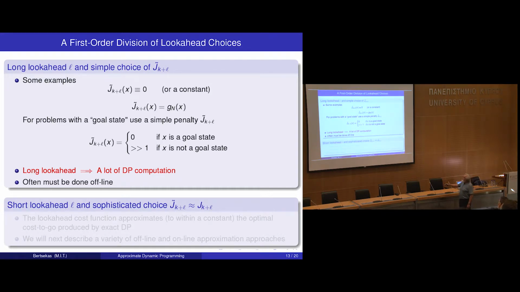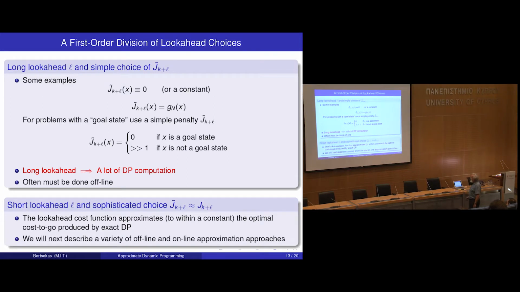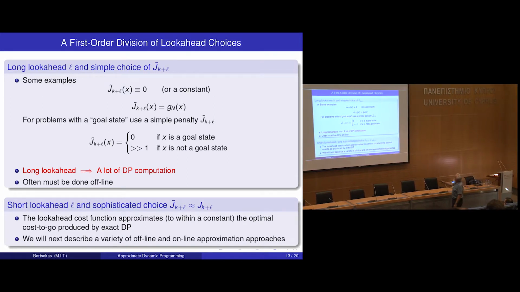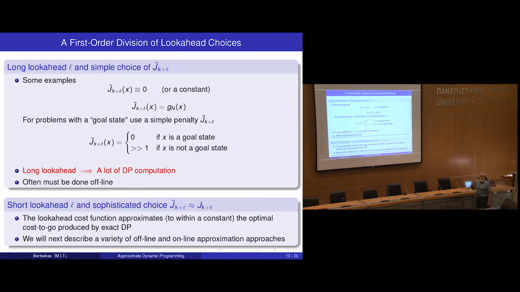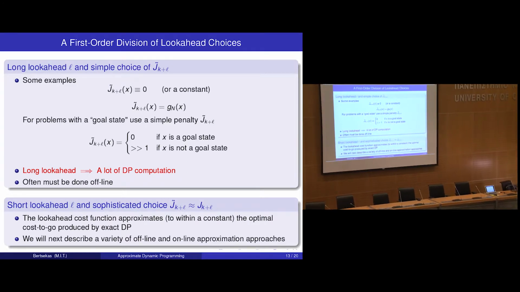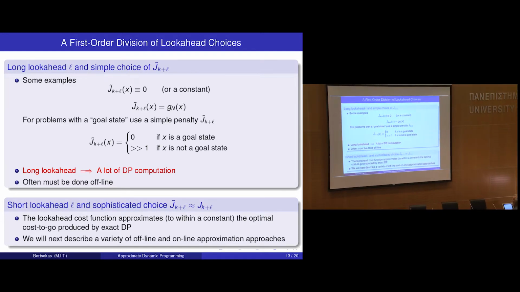The alternative is to use a short look ahead, but use a sophisticated choice of J tilde. So we try to get close to what we want for the future and then use limited look ahead. And the idea now is that it is important that J tilde is a good approximation of the optimal cost to go produced by the exact dynamic programming. And here's where a lot of the action is. Many different ways to compute J tilde, and we're going to describe some of those. Some of them are offline, some of them are online, and they involve some theory and some sophisticated implementation.